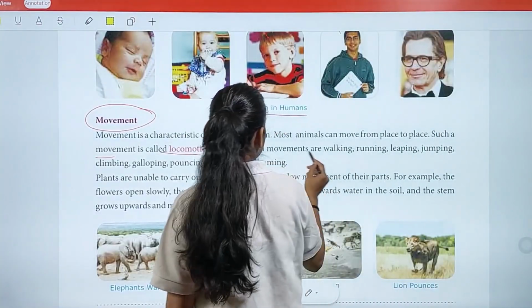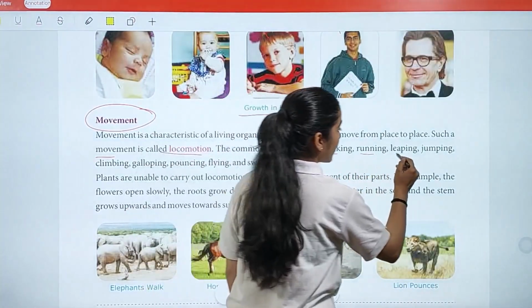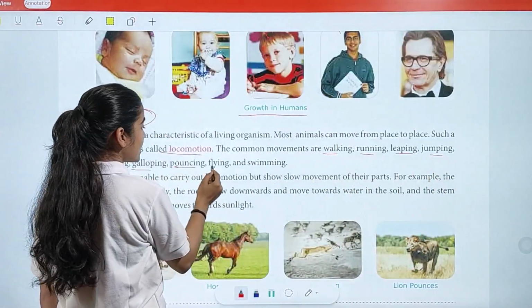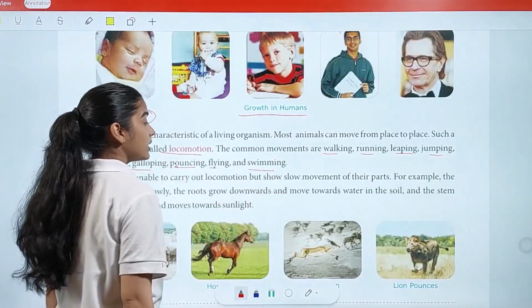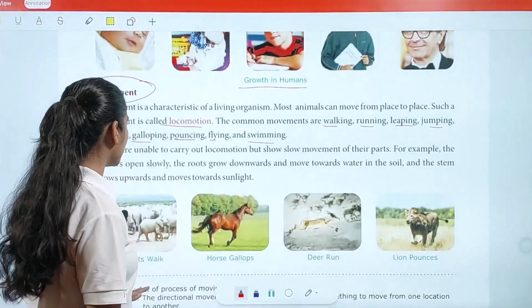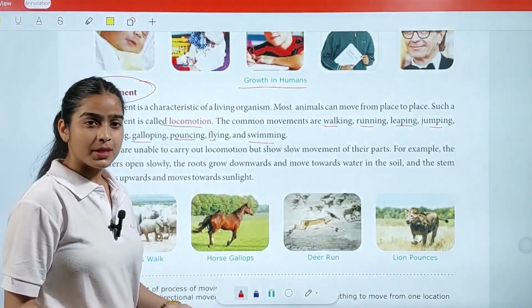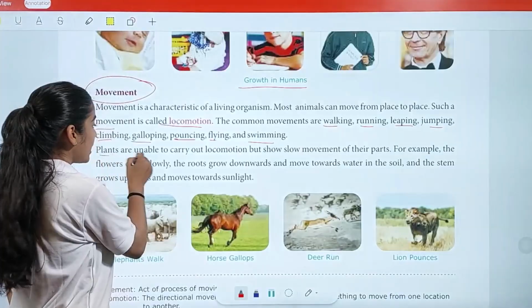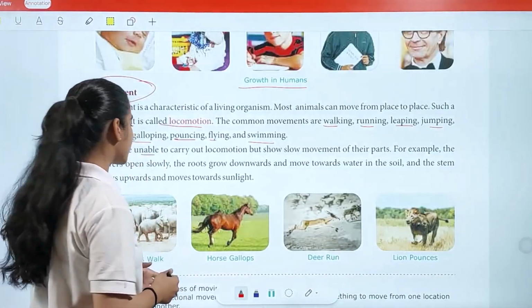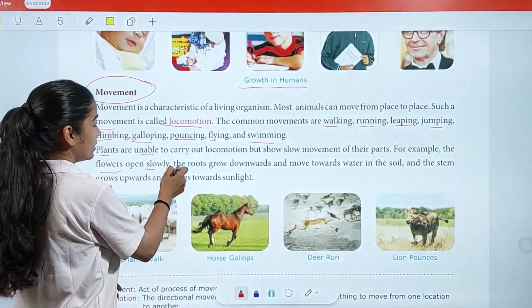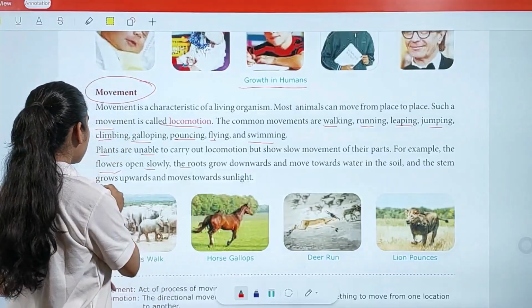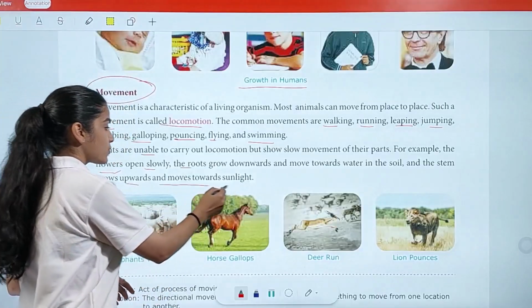The common movements are walking, running, leaping, jumping, climbing, galloping, pouncing, flying, and swimming. These are the common movements we do in our day-to-day life, and we call it locomotion, and you can also say it is the basic movements. Plants are unable to carry out locomotion but show slow movement of their parts. For example, the flowers open slowly, the roots grow downwards and move towards water in the soil, and the stem grows upwards and moves towards sunlight.